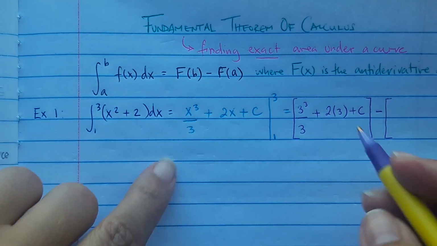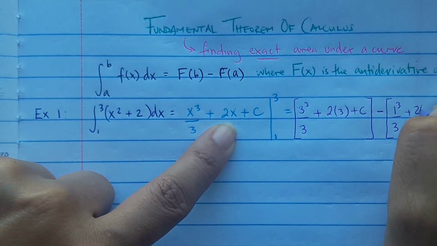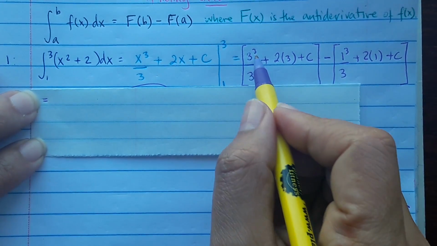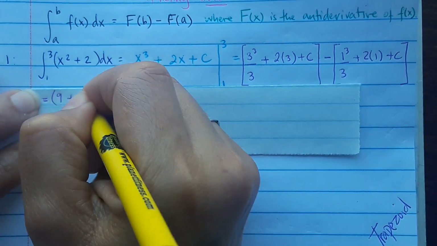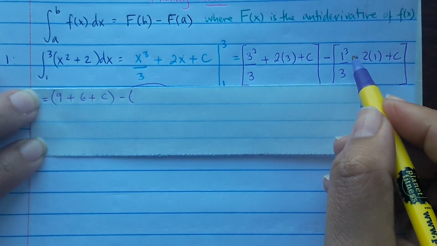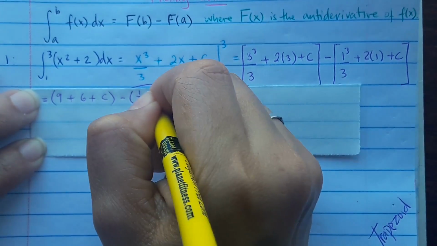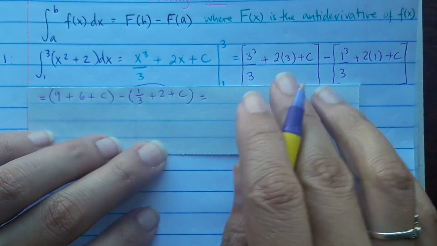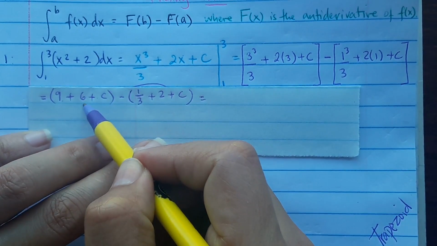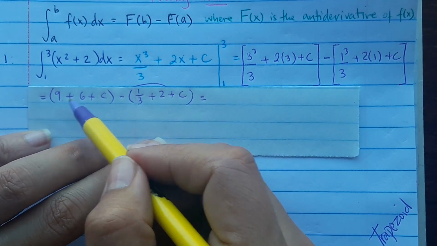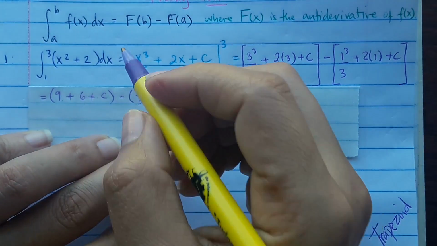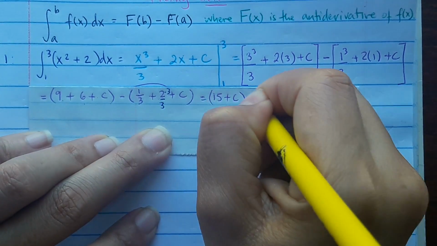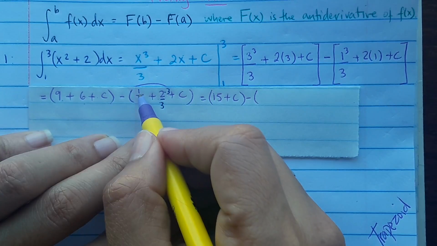So 1 cubed over 3 plus 2 times 1 plus c. This is a listening check, color in example 1. Alright, so let's work that out. That's going to be 27 divided by 3, which is 9, plus 6 plus c, minus 1 over 3 plus 2 plus c. Let's make the numbers the same. 9 plus 6 is 15 plus c, minus, and making the denominator the same so we can add them, multiply top and bottom by 3, you're going to get 1 plus 6, which is 7 over 3 plus c.